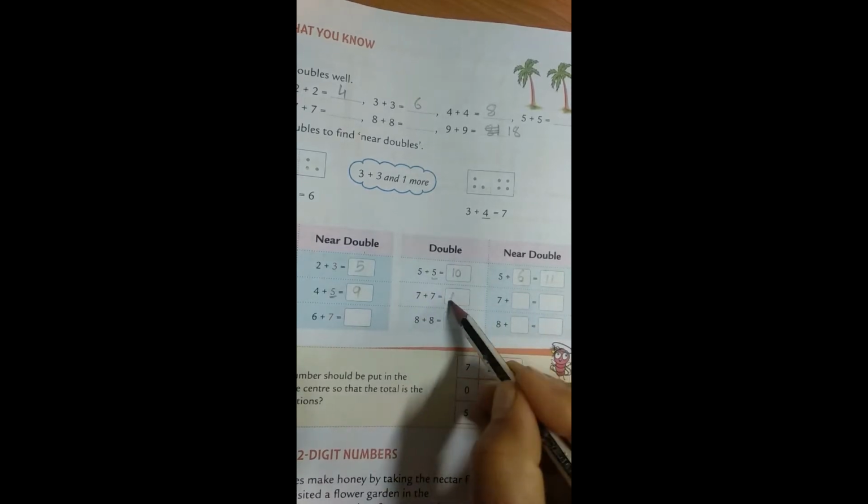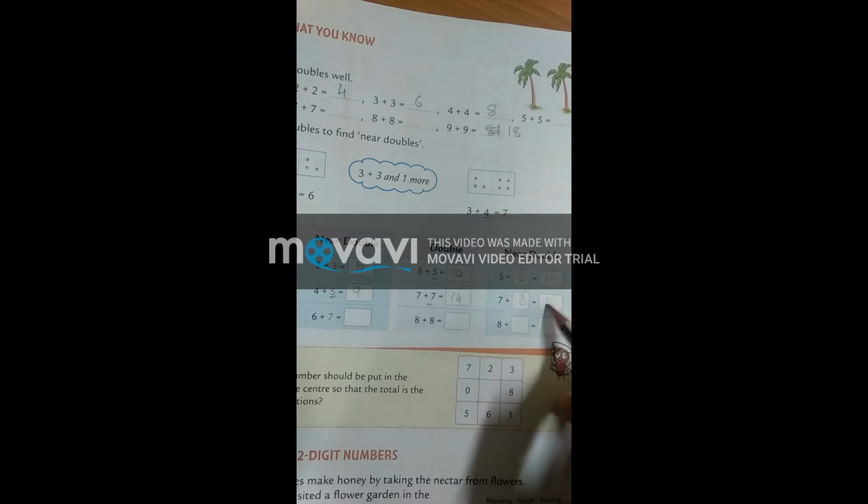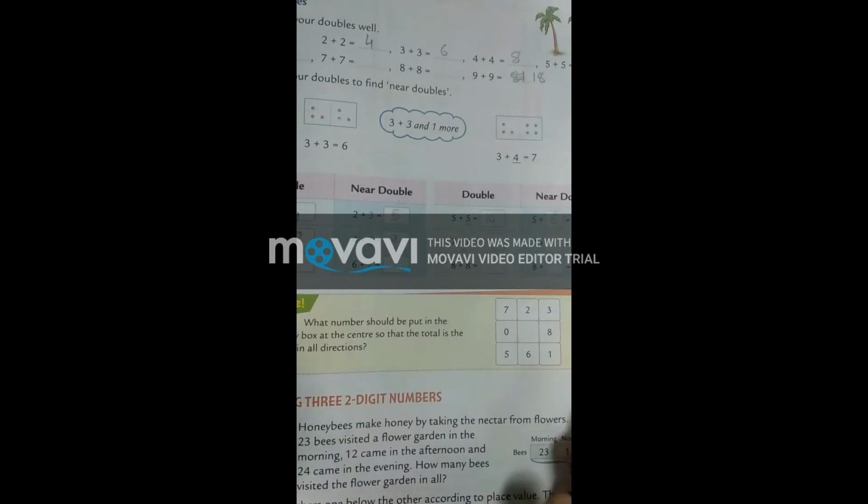Same way 7 plus 7 is 14. Next to 7 is 8. 7 plus 8 is 15. So this way you can do the last line yourself. Now there is a challenge.